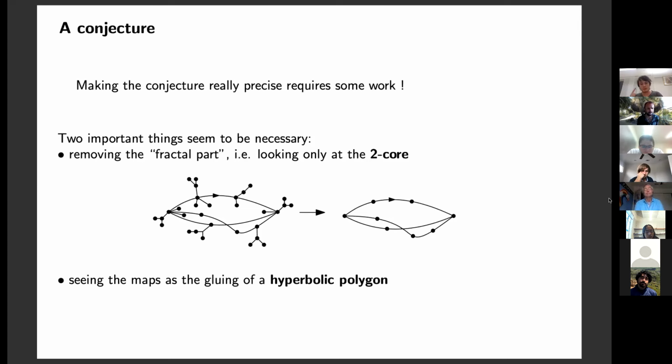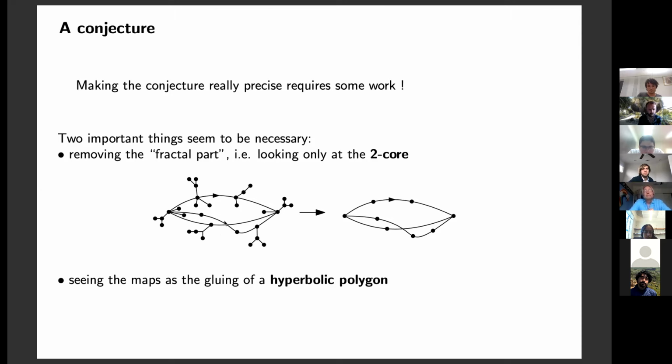The first thing is that hyperbolic surfaces are smooth, while maps are not at all. Maps are superfractal objects, and so we need to find a way to remove the fractal part. Fortunately, when you're dealing with unicellular maps, the fractal part is easy to identify. So this is what a typical unicellular map looks like.